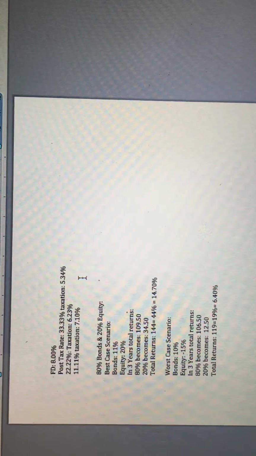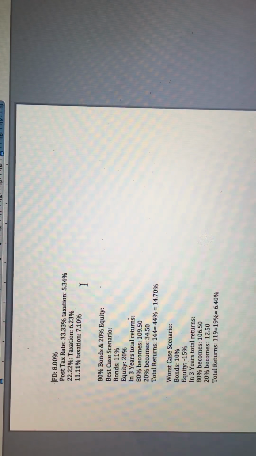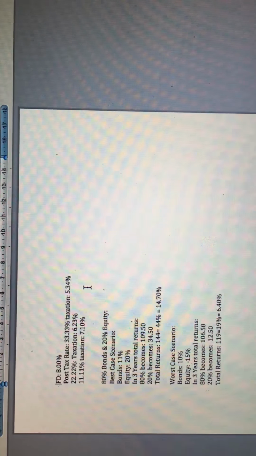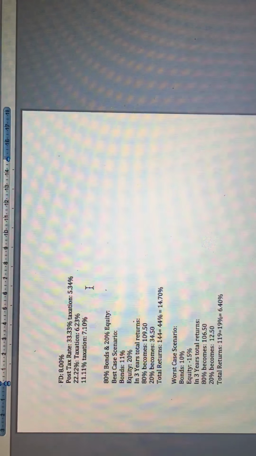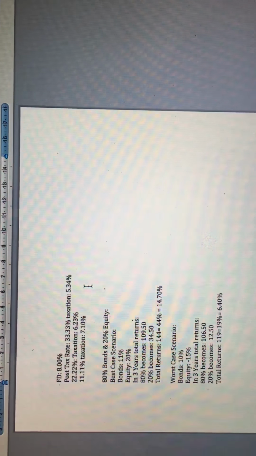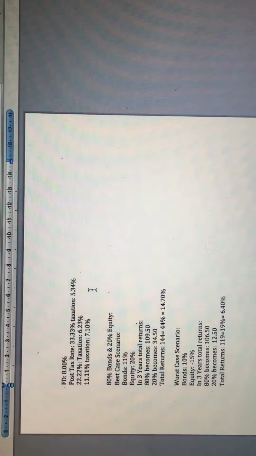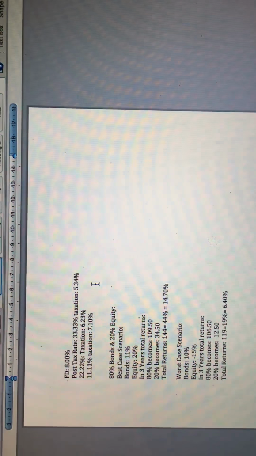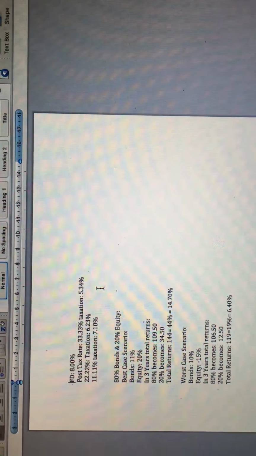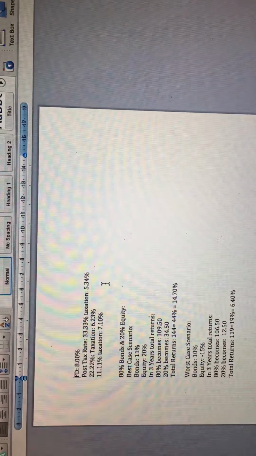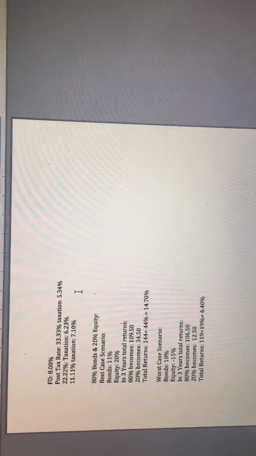So in 3 years, if I've invested 100 rupees, 80 rupees goes into bonds, which becomes about 109.5 at 11% per annum, and 20 rupees goes into equity and becomes 34.50 at 20% per annum. My total return goes to 14.70% per annum, and this is post-tax. So if you compare all three scenarios of an FD, this is double the returns of an FD.